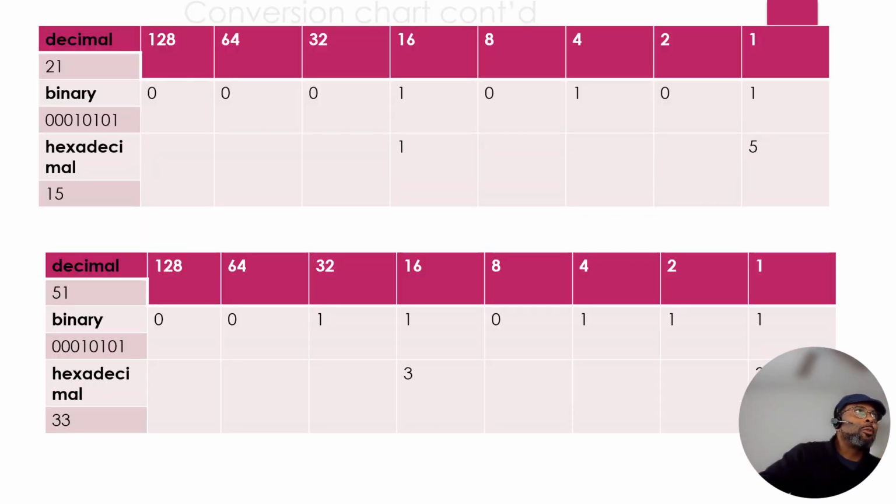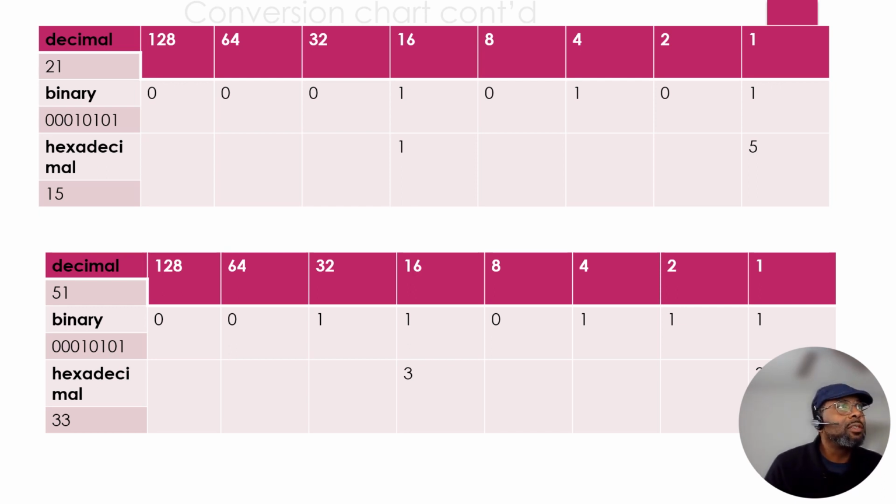Next decimal number is 21. We'll do the same thing. We're going to turn on the 16 column, turn on the 4 column, and turn on the 1 column. That gives you 16 plus 4 plus 1, which gives you 21. All right. Binary is 000100101. Now, hexadecimal is very similar, but it's more mathematical in terms of using division.